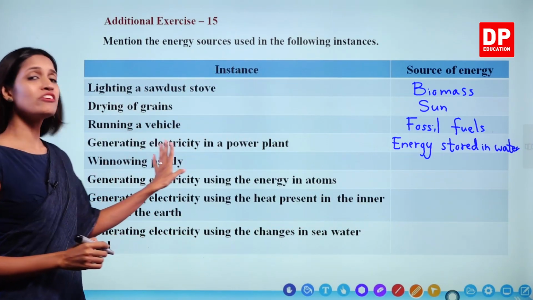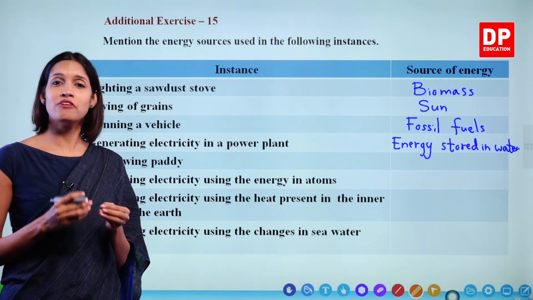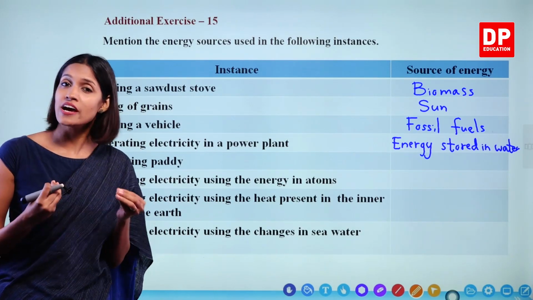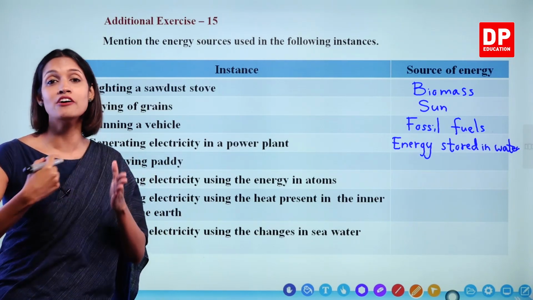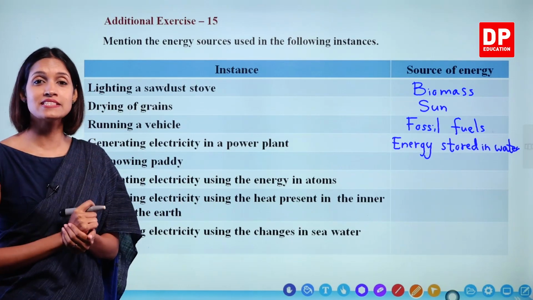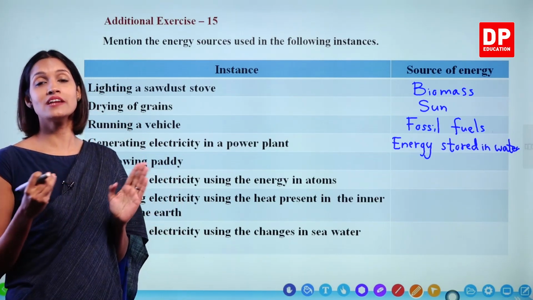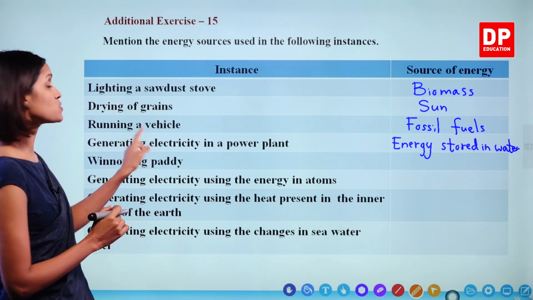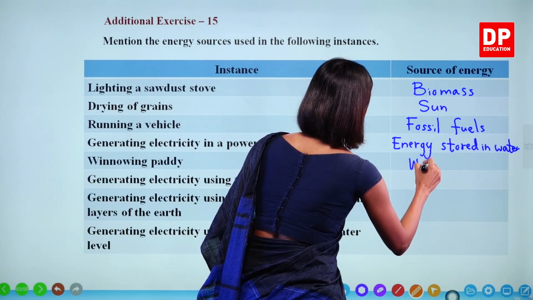Next one, winnowing paddy. What is the meaning of winnowing paddy? Do you remember I explained that when it comes to paddy, some rice grains are half-filled or unfilled. So we have to separate those unfilled or half-filled grains from the quality, good rice grains. In order to separate them, we can use the wind. That is known as winnowing paddy. So what is the energy source used? That is the wind.